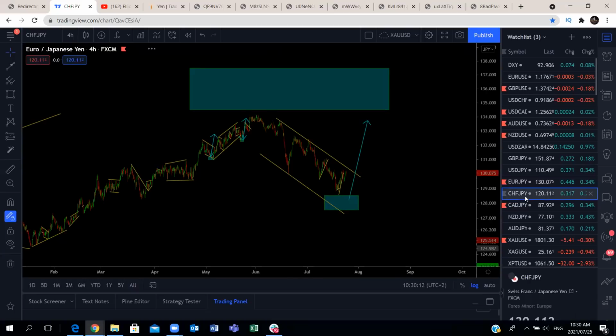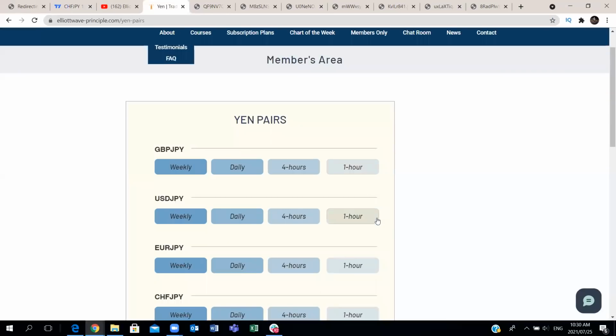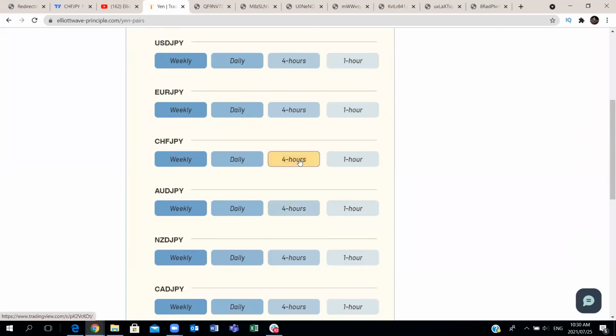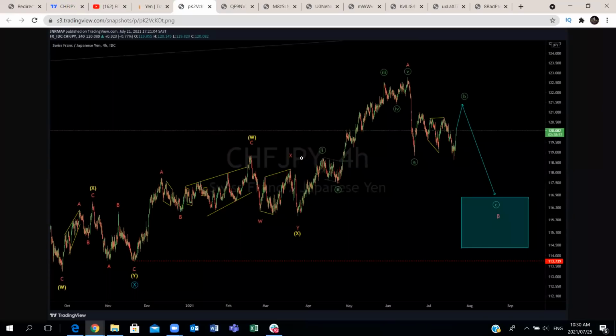CHF yen. Let's go to CHF yen. So CHF yen was still missing the blue box by a bit. Let's have a look here. CHF yen is slightly different, because what we have on CHF yen could be this corrective structure here. That is why we focused that we can maybe have a move back to around 2150 before coming down here and then upside. That is CHF yen.